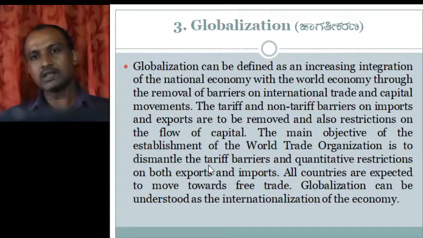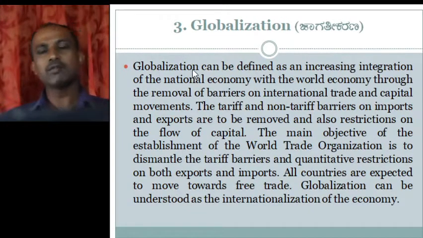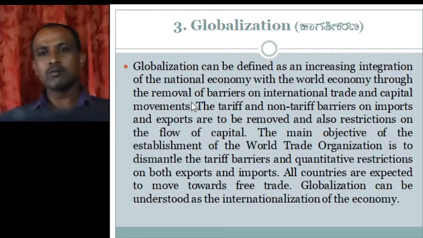And then the next thing is globalization. What is globalization? Globalization can be defined as an increasing integration of the national economy with the world economy, or introducing the domestic economy into the world economy through the removal of barriers on international trade and capital movements.